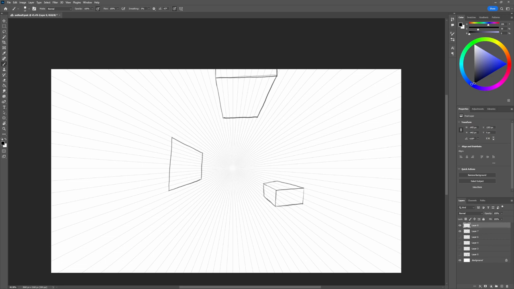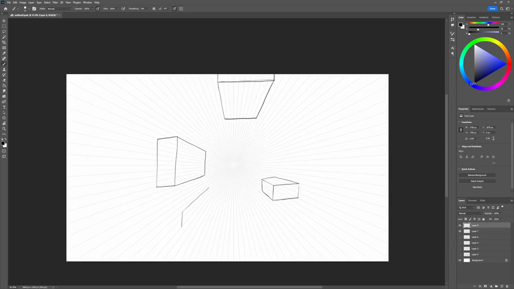The vanishing point in one-point perspective is also the indicator for the horizon line. Everything above this line will be seen from below, and vice versa.